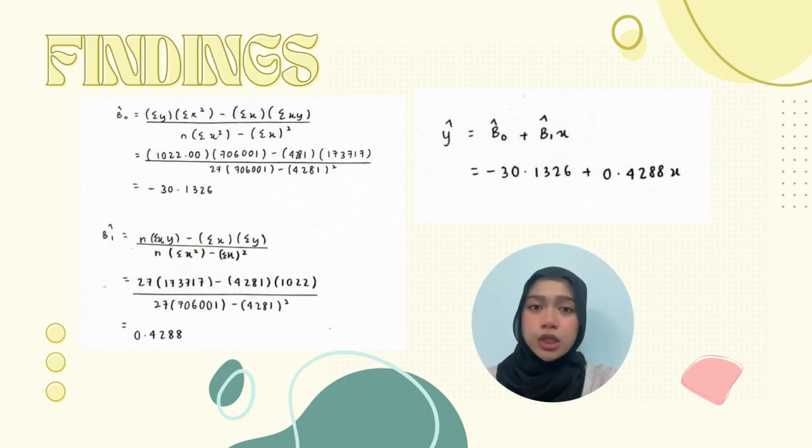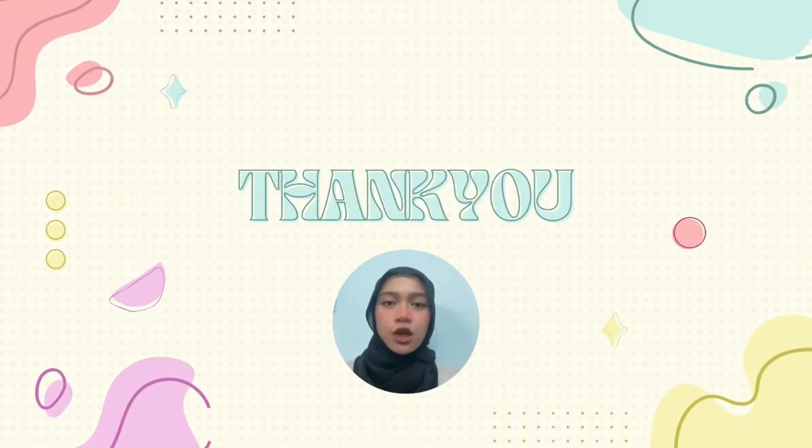And finally, we'll just put it into the formula, which is y cap equal to beta cap naught plus beta cap 1 x, and then it will be negative 30.1326 plus 0.4288x. That's all for my group.